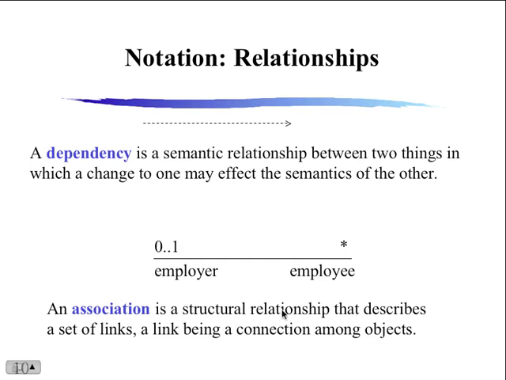And the association is a structural relationship that describes a set of links, a connection between or among the objects themselves. And we see employer has 0 or 1, and employer has employees. Any number of employees might be working for one employer, or no employers. So the notation is exactly the same as we saw in entity relationships, because it's really showing an association in UML terms, but it's a relationship.